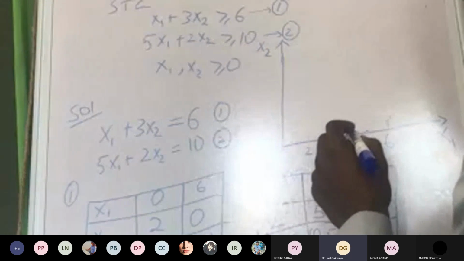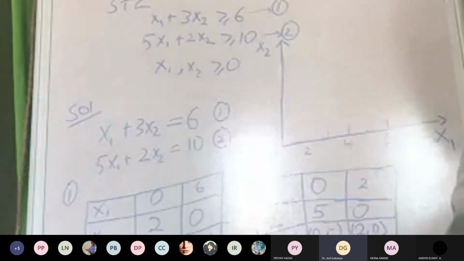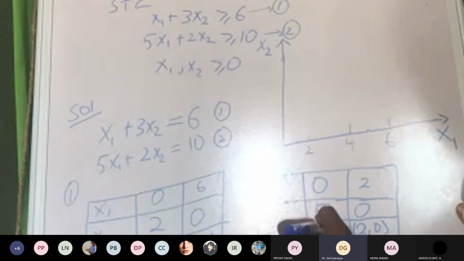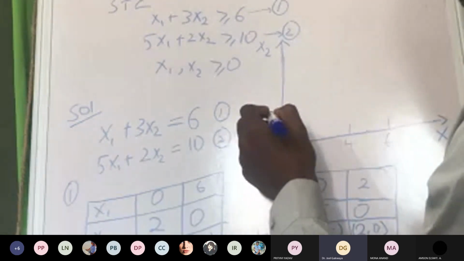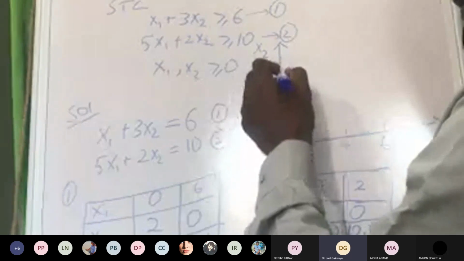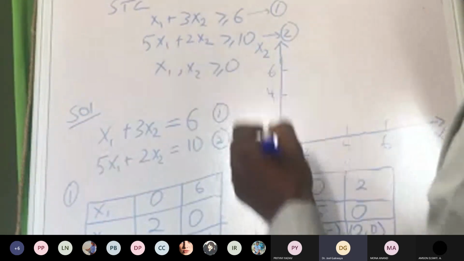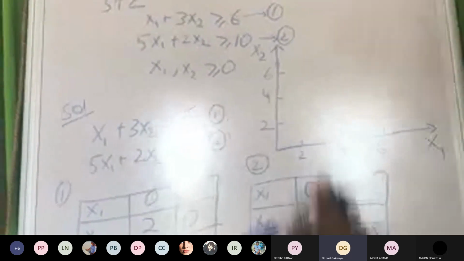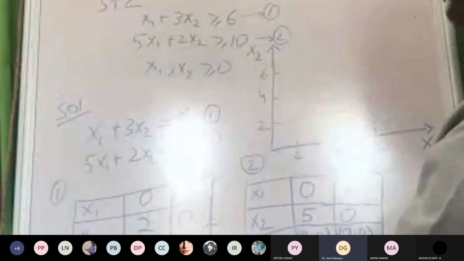Okay, 2, 4, 6. Now, let me also come to this one. Let it be 2, 4, let it be 6. Clear? 2, 4, 6. Correct. Excellent.